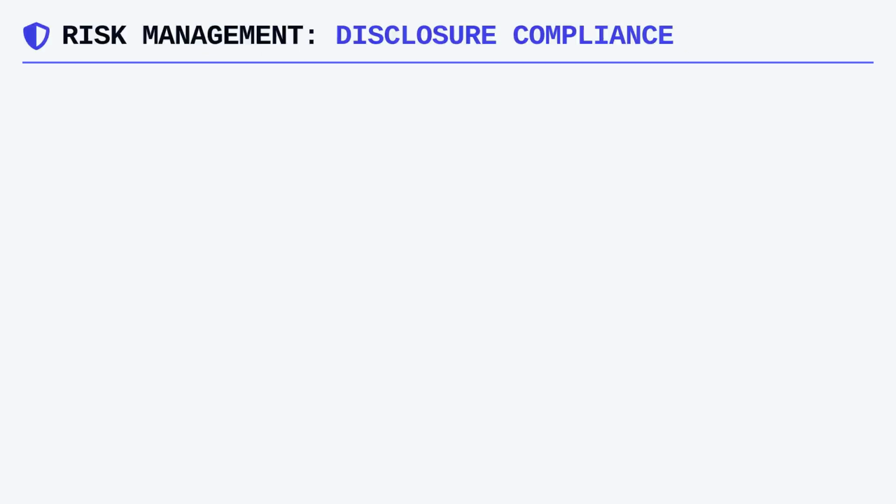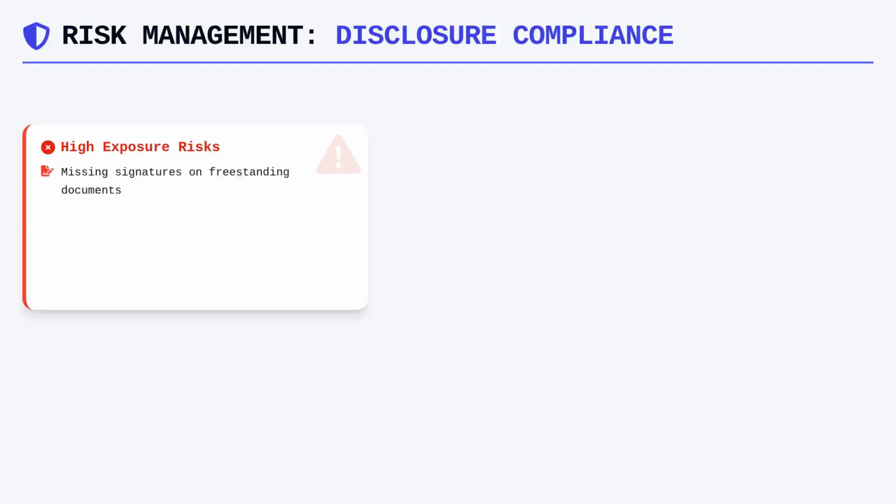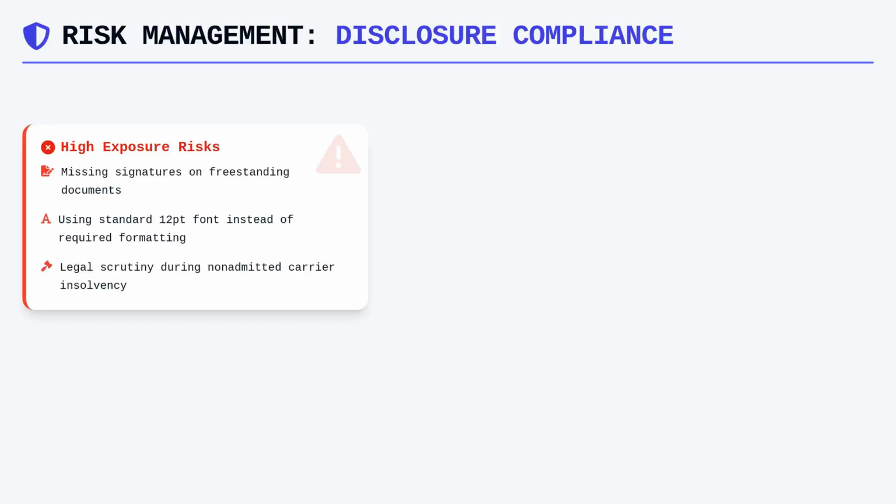From a risk management perspective, managing this communication effectively serves as your primary professional liability protection against future errors and omissions claims. When a client suffers a massive catastrophic loss and discovers that their non-admitted carrier has become insolvent, the first thing their legal counsel will inspect is the validity of the D1 and D2 disclosures. If you fail to obtain a valid signature on a freestanding document at the time of application, or if you allowed the text to be printed in standard 12-point font, your professional liability exposure multiplies exponentially.